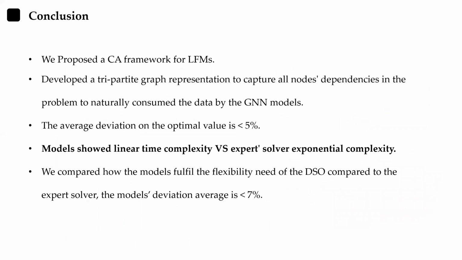If I may conclude this presentation, I would say that we propose a combinatorial auction framework for local energy flexibility markets, and we developed a tripartite graph representation to capture the dependencies of the winner determination problem to be naturally consumed and processed by the graph neural network model. And the average deviation on the optimal value is below 5%.